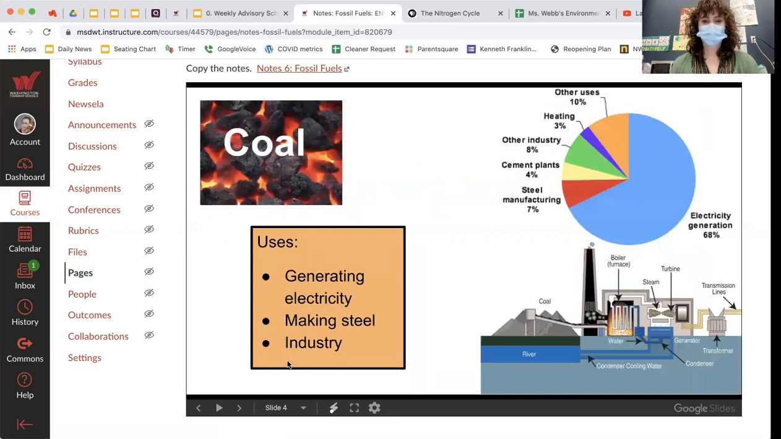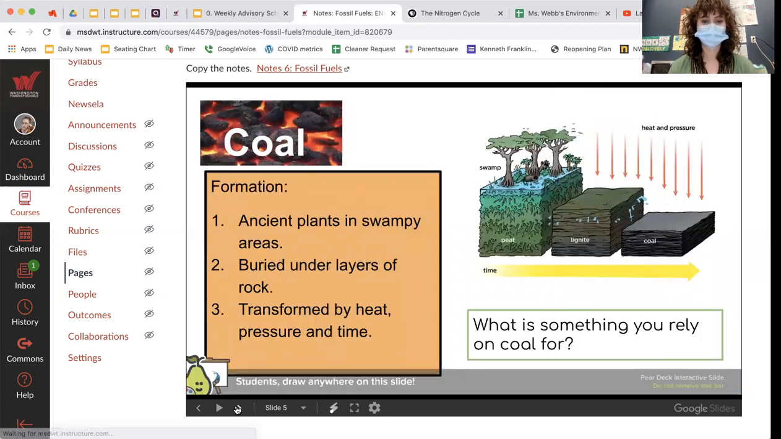So we're going to talk first about coal. Coal is used for three things. Well, it's used for many things, but these are the three biggest ones. Generating electricity is a huge one. A lot of coal power plants make electricity. Making steel is another important one because steel is the basis for all of our buildings and houses. And then just industry in general. So factories and things like that, they use coal as a source of fuel.